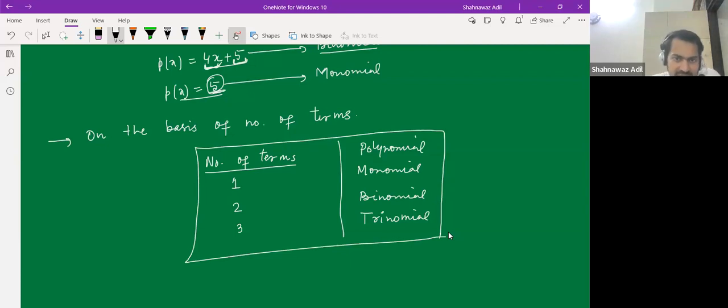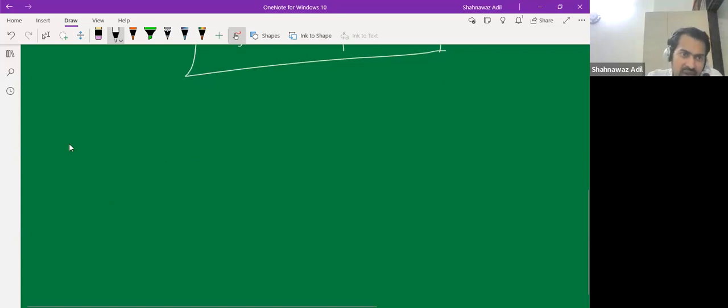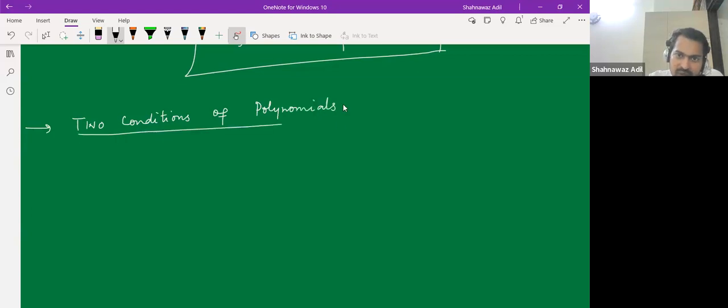And then there are two special conditions of a polynomial. What are those? The first one is that a polynomial can't have negative powers on the base.